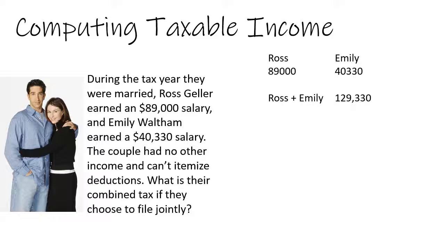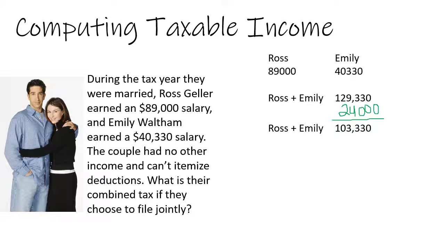Instead of Ross earning $89,000 and Emily earning $40,000, their combined income would be $129,000 plus some change. They'd still be eligible for the standardized deduction alone, since neither one of them can itemize anything. But since they're married filing jointly, this deduction is $24,000, which means that combined, Ross and Emily's adjusted gross income is $103,330.